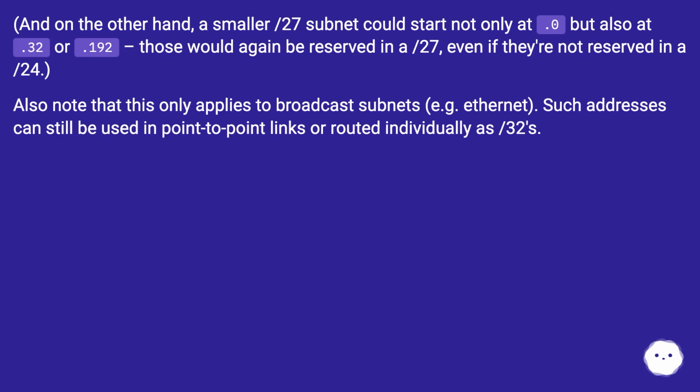Also note that this only applies to broadcast subnets, e.g. Ethernet. Such addresses can still be used in point-to-point links or routed individually as /32s.